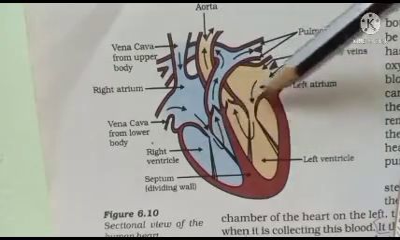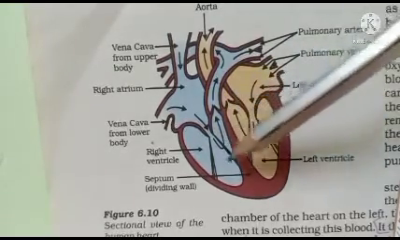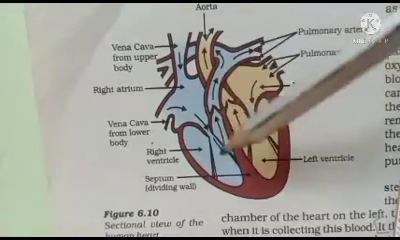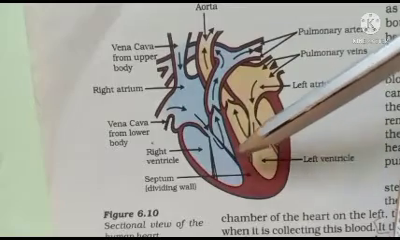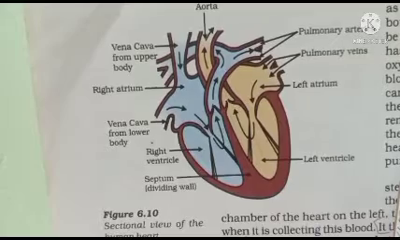Now, what is the use of these valves? The tricuspid and bicuspid valves prevent the backflow of the blood. That is, they allow the blood to pass from the atrium into the ventricle. They will not allow the blood from the ventricle to enter back into the atrium. So, that is the function of the valve.